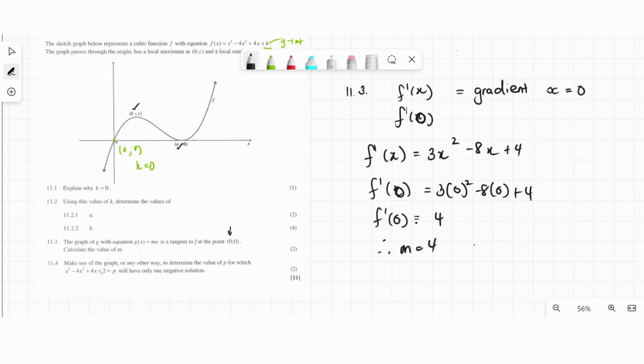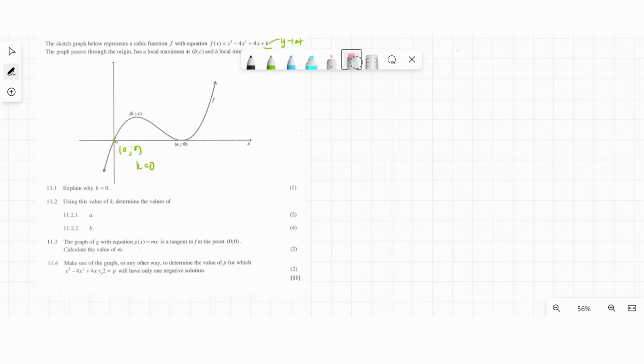So now moving to 11.4, it says make use of the graph or any other way to determine the values of p for which the given function will have only one negative solution. So to do that, we're going to take what they gave us, which is x cubed minus 4x squared plus 4x plus 2 is equals to 2. Then I'm going to take the 2 to the other side. So it's going to be p minus 2.